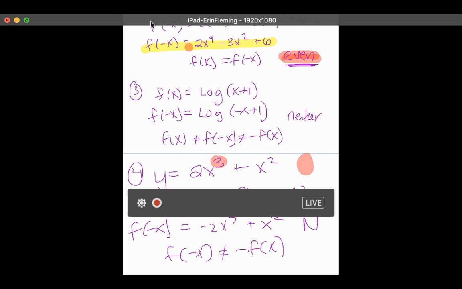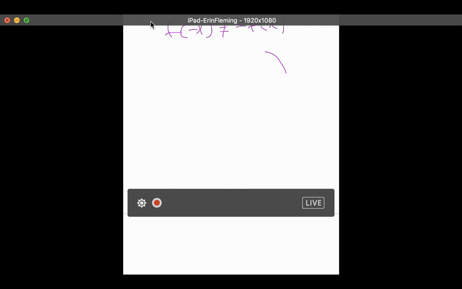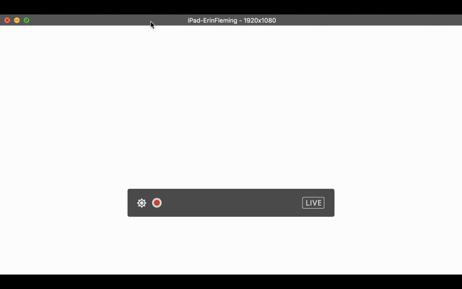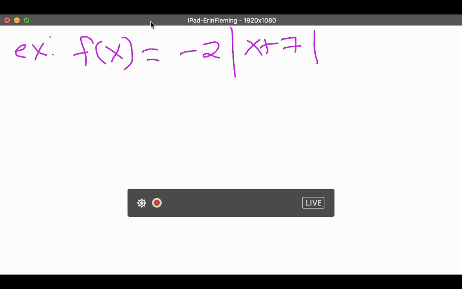I have 2 more examples for us today. Here we go. So in our next example, we have f of x is equal to negative 2 times the absolute value of x plus 7, minus 1. Now, we did say that the absolute value function is an even function, but there are some transformations going on here, so it may not be reflective over the y-axis. We need to simplify and see.